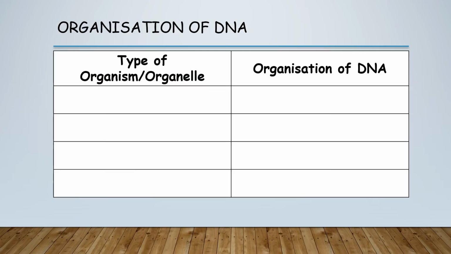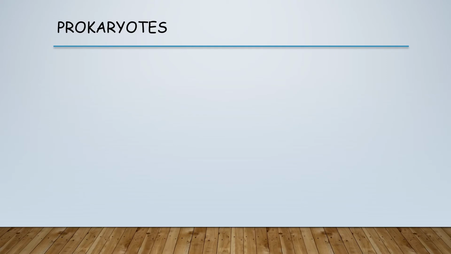In the coming slides, I'm going to talk you through the organization of DNA in a variety of different organisms and organelles. So you're going to learn some particular information about how DNA is organized in organisms or organelles. One of the tasks you're going to do today is complete this little table. You can do that as you go, or obviously you can stop later on and come back to it. So I'm going to talk you through the DNA organisation within different organisms and organelles, and we'll start with prokaryotes.